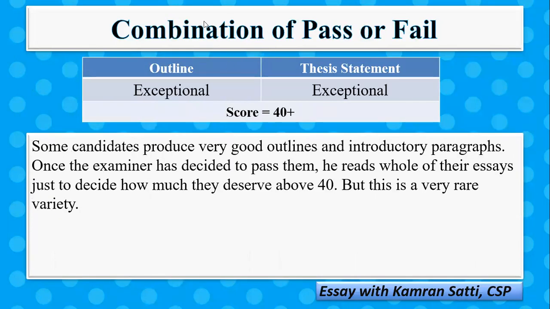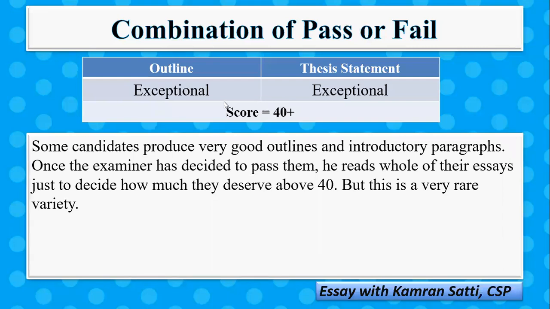So this is another category which the examiner highlights, that some outlines and thesis statements are exceptional, and such sort of candidates score 40 plus. But these are very rare categories. Most of the people, even those candidates whose mark sheets I have seen over the years, who have even topped the exams or who are in the top 10, even they get only 40 marks in the essay. I mean, most of the students don't.